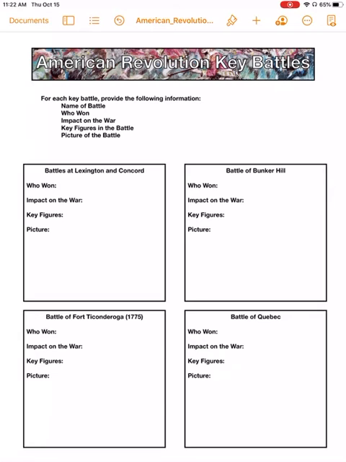So which side won? Again, we have the British or the colonists. Did the British win this battle or did the colonists win this battle? Again, it's a war. A side won. So say who won. Then what kind of impact did this battle have on the war? What importance is this battle? Why are we studying this specific battle of the war? What kind of importance did this have?